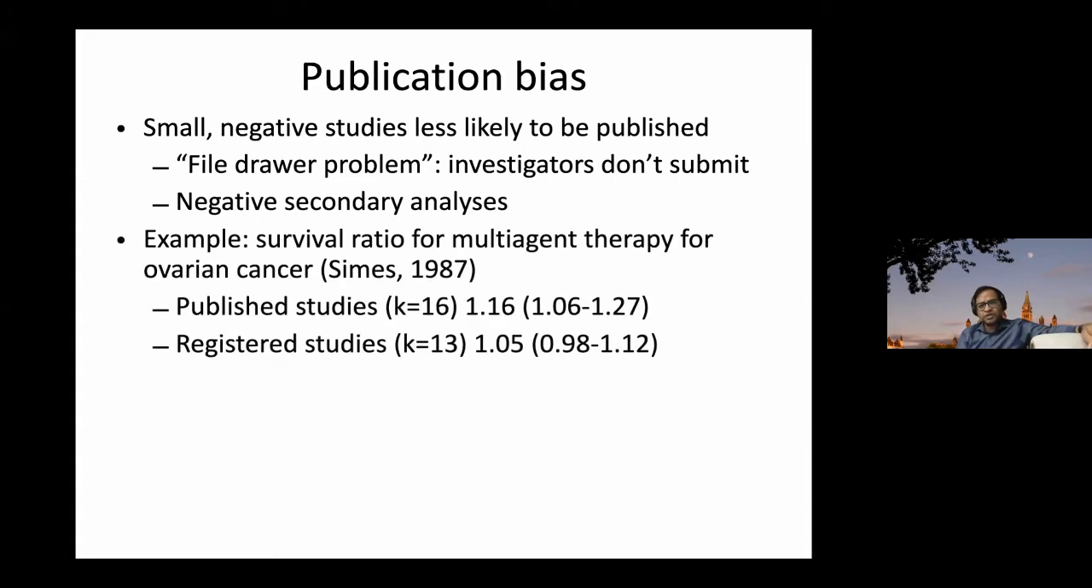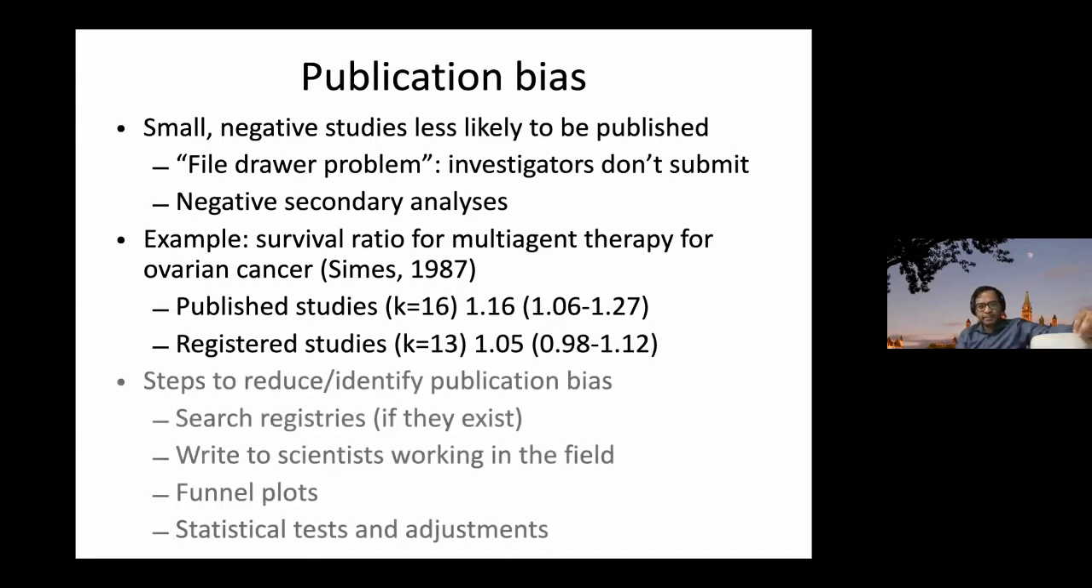That could be an issue. For example, this is an older example of survival ratio for multi-agent therapy in ovarian cancer. If they looked at the published studies, which were 16, it looked like there was something there. But if they included 13 extra studies that were registered but not published, which are negative, as you can see, that shifted the odds ratio from 1.16 to 1.05, and showed less of an effect. And this is a common problem of publication bias.